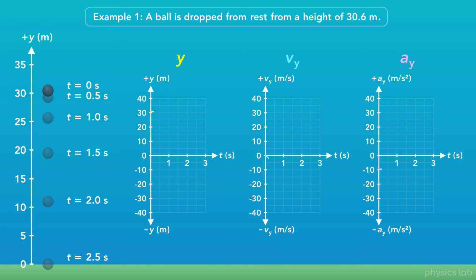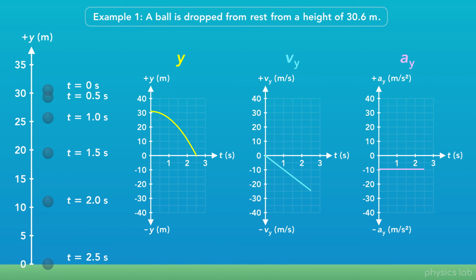Now let's look at the position, velocity, and acceleration graphs together. Keep in mind that the vertical axes represent different things and use different units. The y position starts at 30.6 meters and decreases over time as the ball falls. The ball hits the ground when y equals 0.